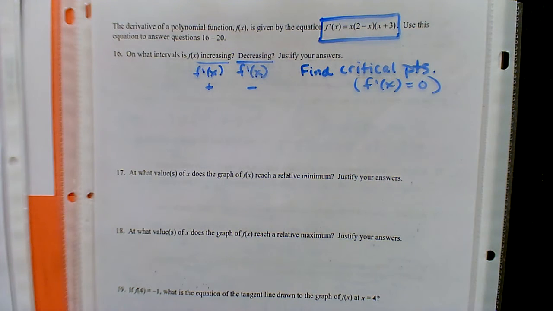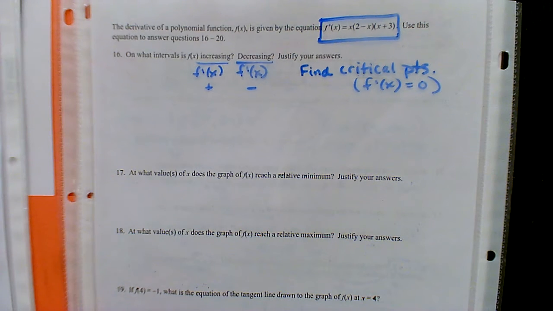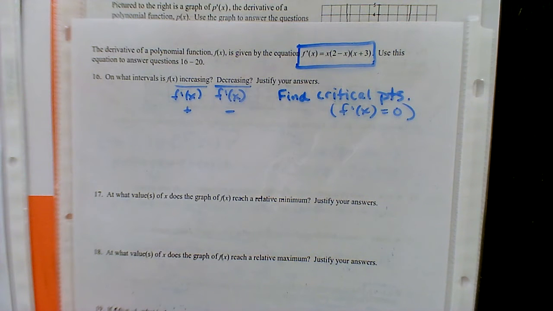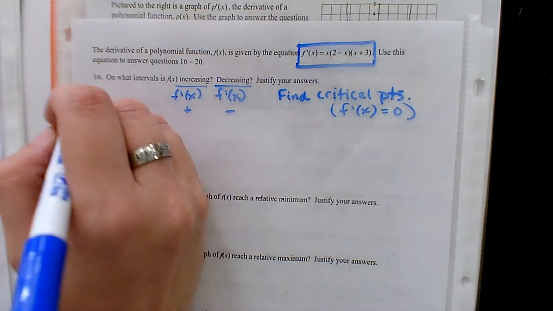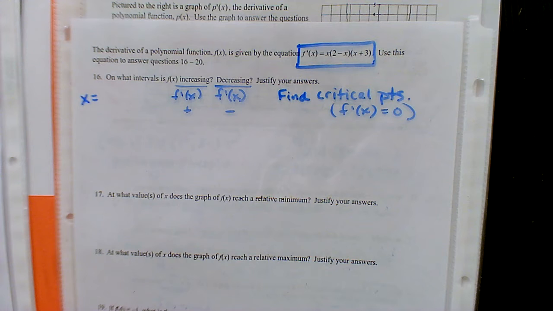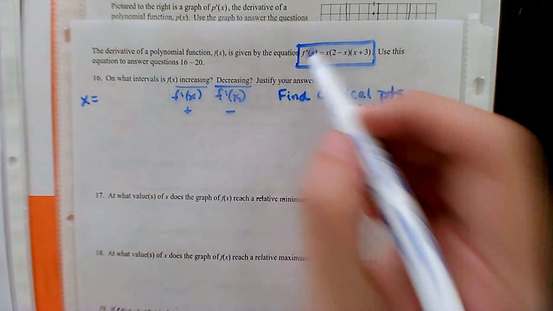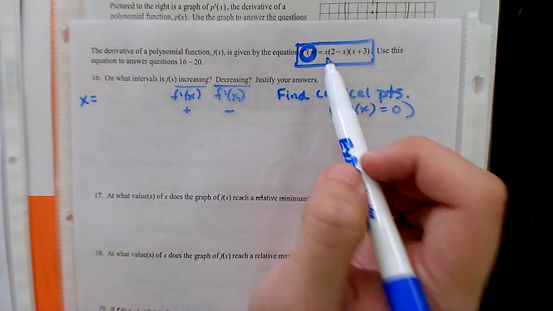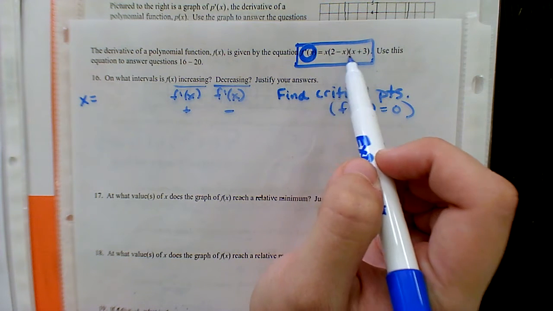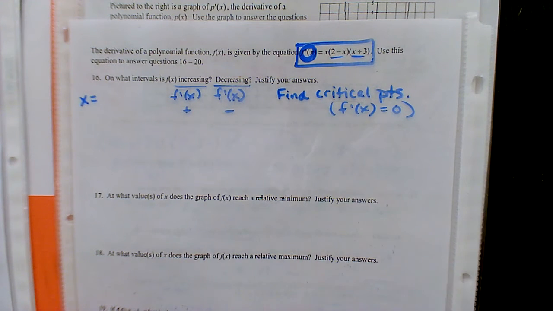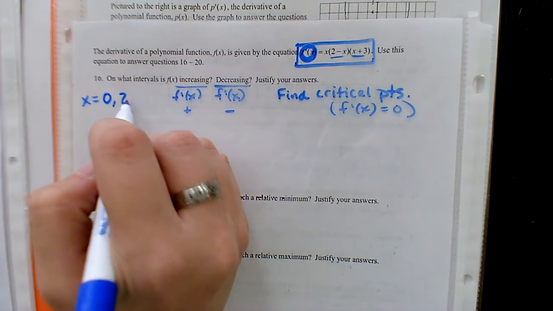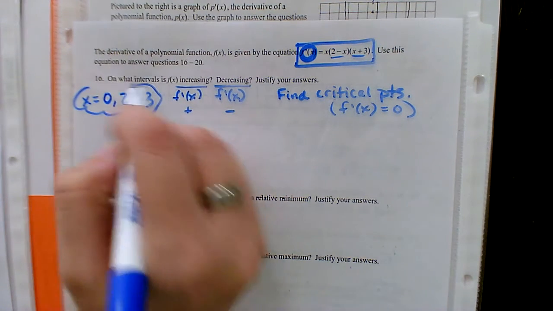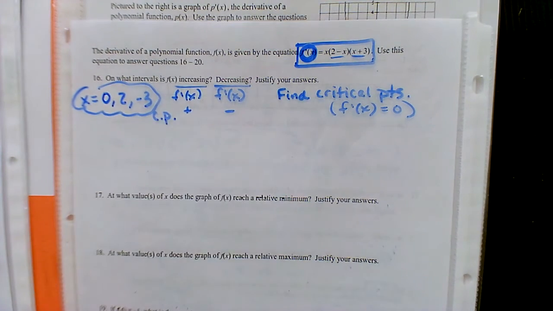All right, so they give us the equation of the derivative at the top. If you were to set that derivative equal to 0, let's see if we can figure out those critical points. Okay, imagine putting a 0 right there. That's the equation of the derivative. What would make the first factor equal 0? What would make the second factor equal 0 and the third? Can we pick them out? 0, 2, -3. Those are the critical points.